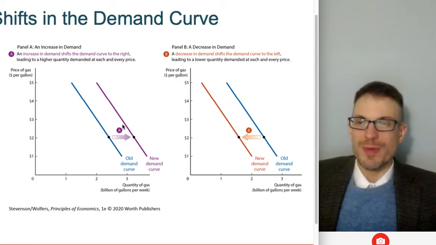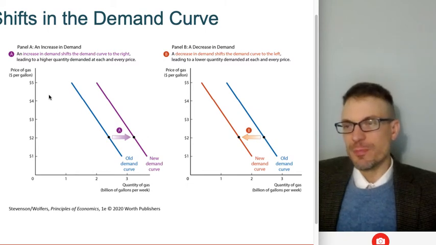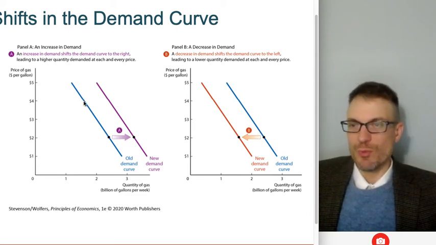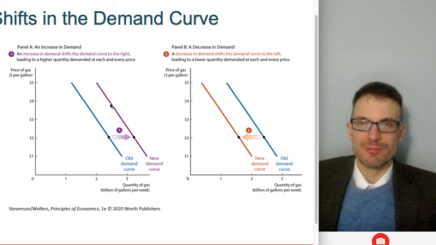Going from the old demand to the new demand, we have an increase in demand. We're going to get a larger quantity at every single previous price. Right? So let's find a price, $4. Find the quantity on the original demand curve. It looks like maybe 175. Now find the quantity on the new demand curve. Looks like maybe 275, right?